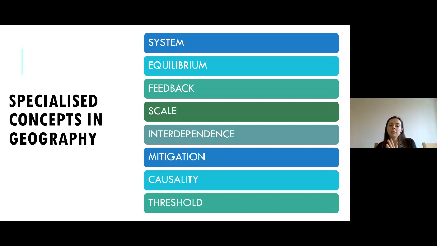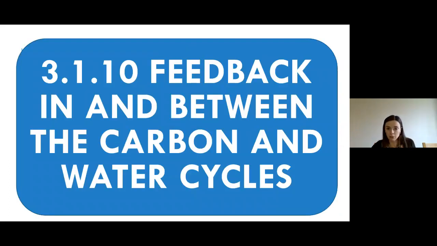Interdependence, not really applicable in this unit. Mitigation, not quite. Causality, yeah, and threshold. We'll have a look now at equilibrium, feedback, and threshold in more detail, okay? Now, 3.1.10, which is feedback in and between the carbon and water cycle. I'm going to touch on this now, and we'll see how we can use these concepts correctly.